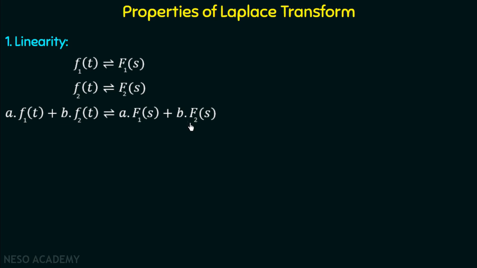Now we will discuss how this property is a combination of the homogeneity and superposition principles. If f1(t) has a Laplace transform F1(s), and if we multiply f1(t) with a constant a, then its Laplace transform F1(s) will also be multiplied with the same constant a. Similarly, if we multiply f2(t) with a constant b, then its Laplace transform will also be multiplied with the same constant b. This is the homogeneity principle: if we multiply a constant in the time domain, the same constant will be multiplied in the Laplace domain.